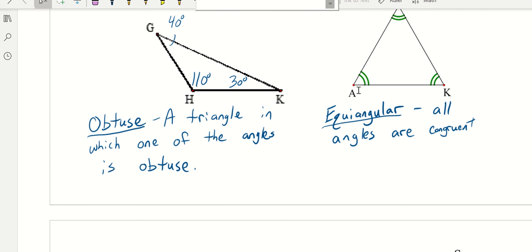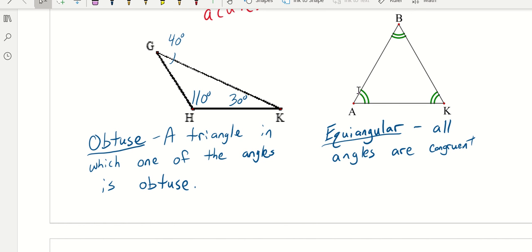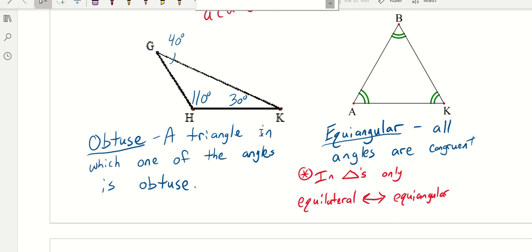Now, in every equilateral triangle, we said all three of the angles must be 60 degrees each, which means every equilateral triangle is also equiangular. And it goes the other way as well. Every equiangular triangle is also equilateral. So it goes both ways. I think I said that right. Every equilateral triangle is equiangular. Every equiangular triangle is equilateral. So in triangles only, equilateral triangles are equiangular and equiangular triangles are equilateral.